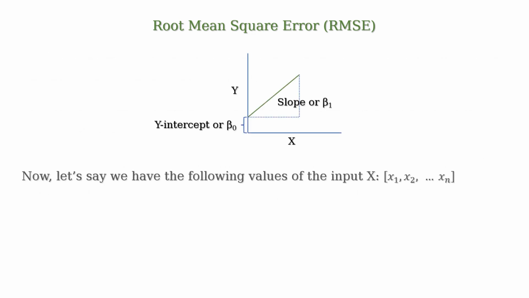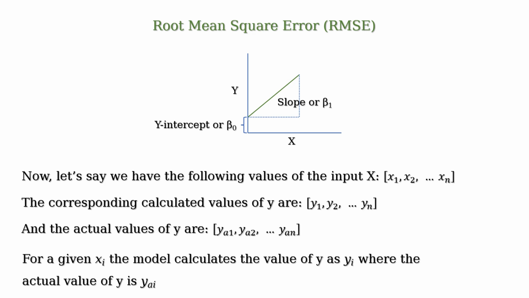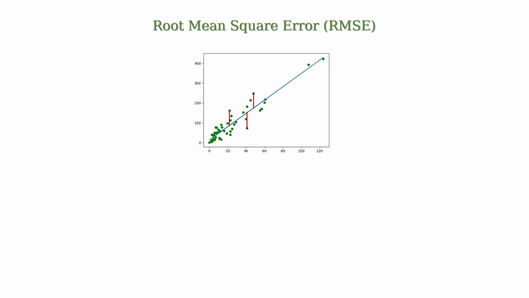Now let's say we have the following values of the input x: x1, x2 to xn. The corresponding calculated values of y are y1, y2 to yn, and the actual values of y are ya1, ya2 to yan. So, for a given xi, the model calculates the value of y as yi, where the actual value of y is yai, and yai minus yi is the error ei. In other words, ei is equal to yai minus yi.